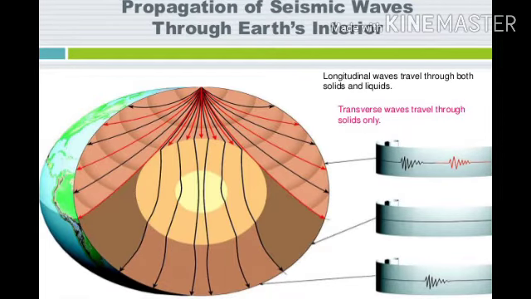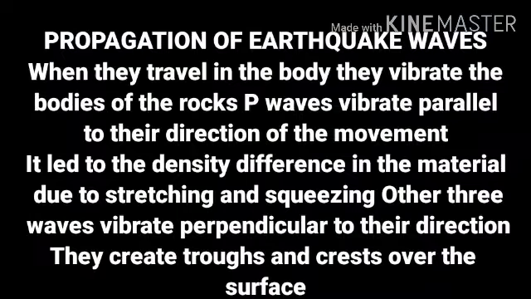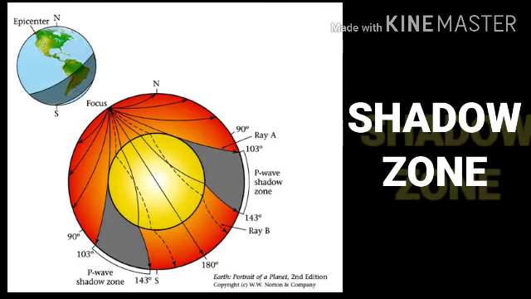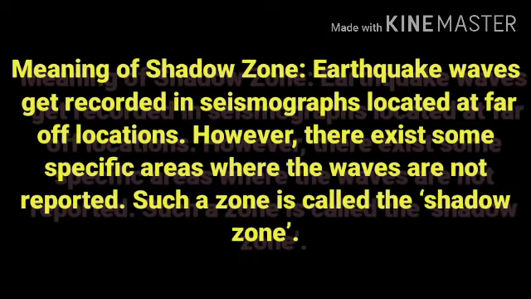Propagation of earthquake waves. When they travel in the body, they vibrate the bodies of the rocks. P waves vibrate parallel to their direction of movement. Such zones where earthquakes are not recorded are called shadow zones. A zone between 105° to 145° from the epicenter is identified as the shadow zone for both types of waves.